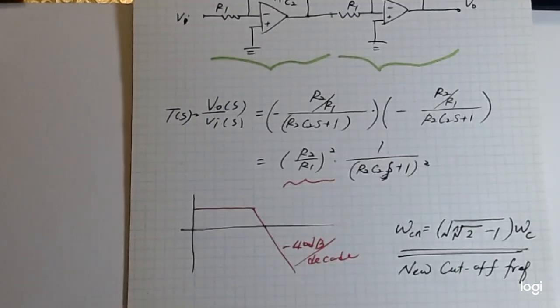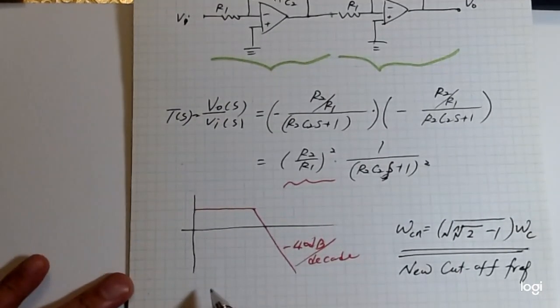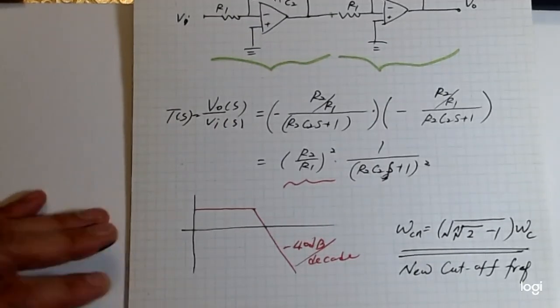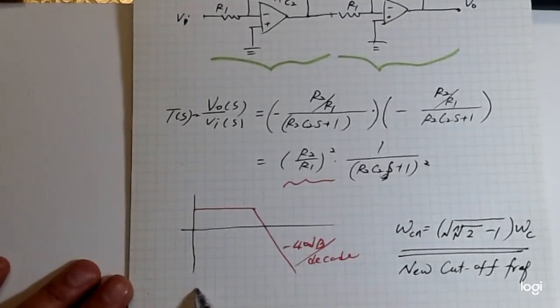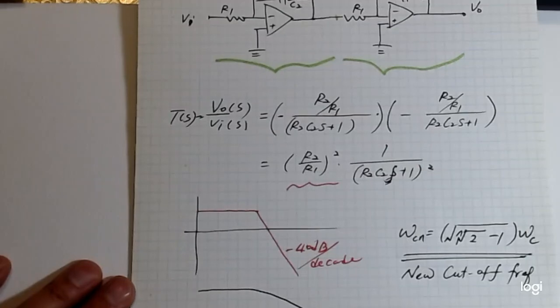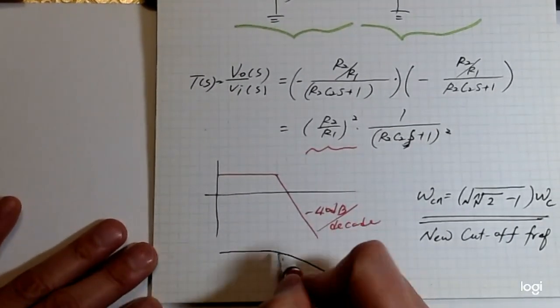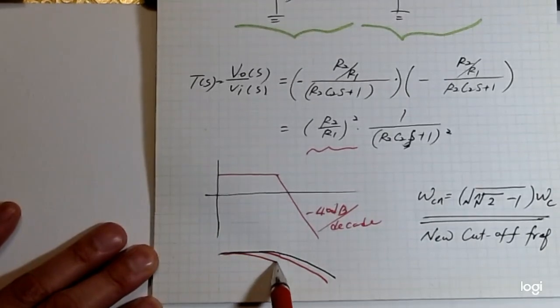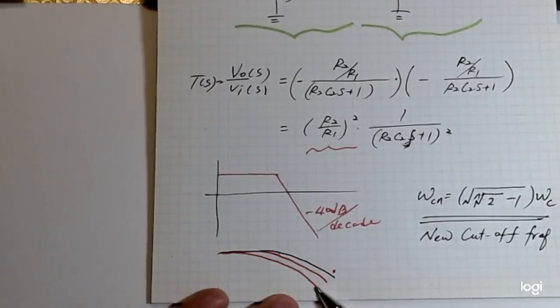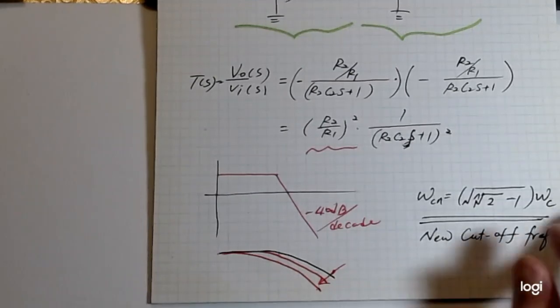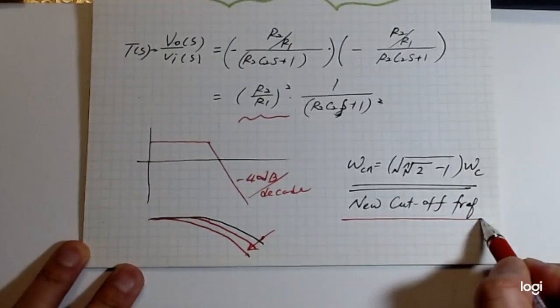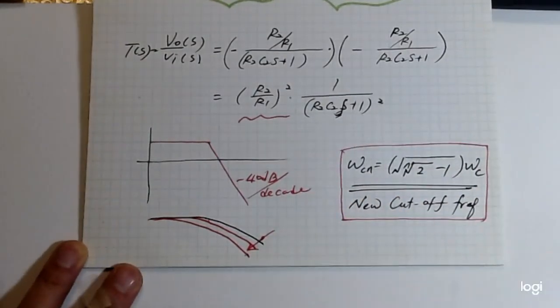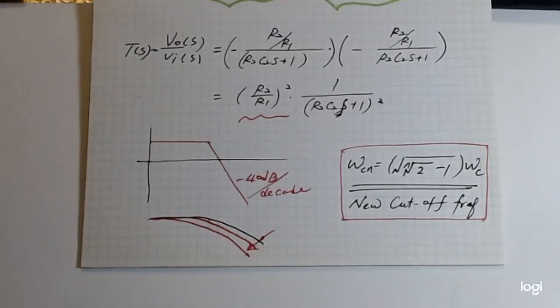Why is that? Because if you had 20 dB, it's a curve like this, and then you have 40 dB, a little bit more, and then 60 dB. So the slope keeps changing when you increase the order, so the cutoff frequency will change. So here's the new equation to find the cutoff frequency.